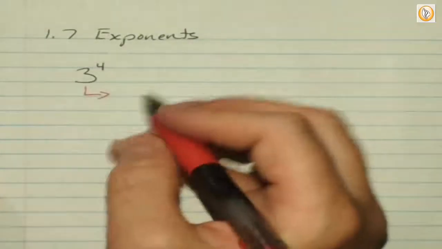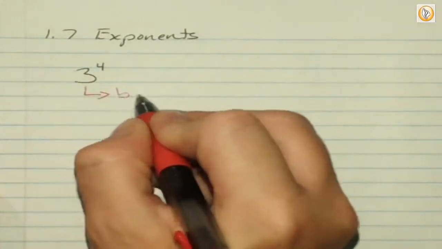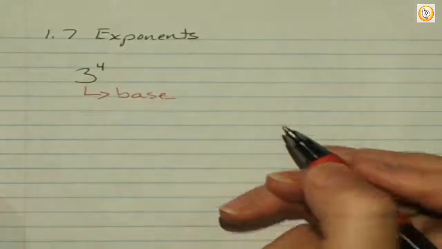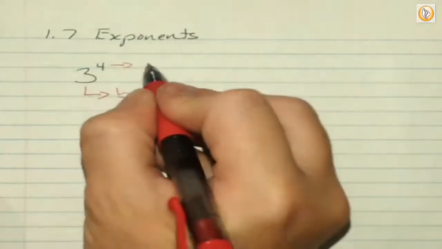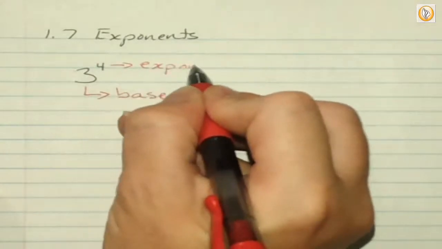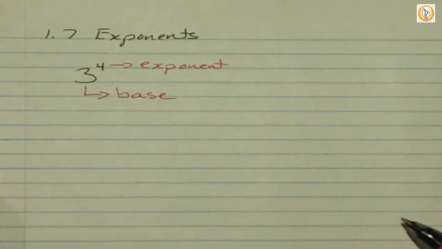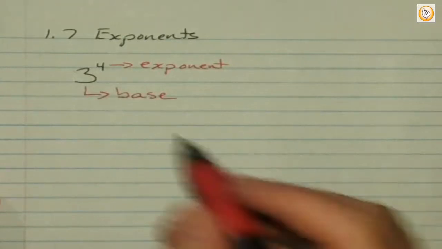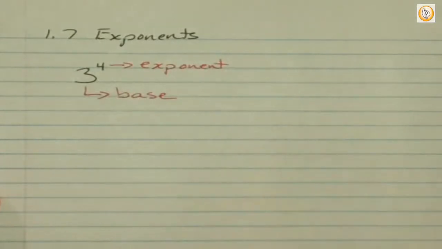What is the big three called? Whole numbers. The base. What is this called? Very good. Exponent. You've got to remember base and exponent. You're off to a great start.